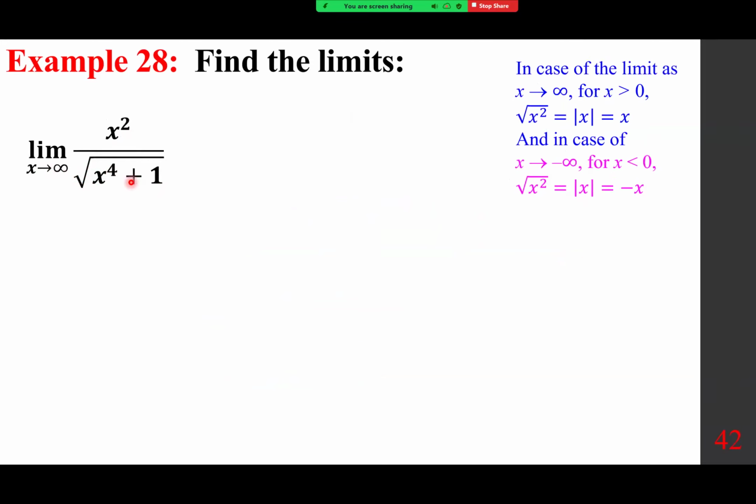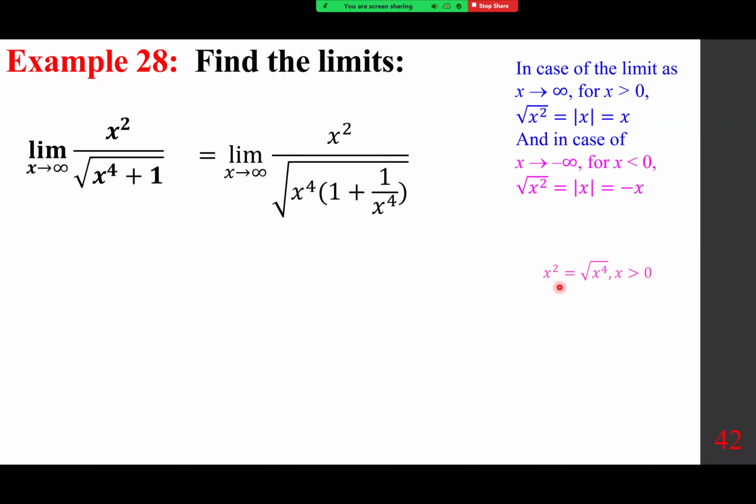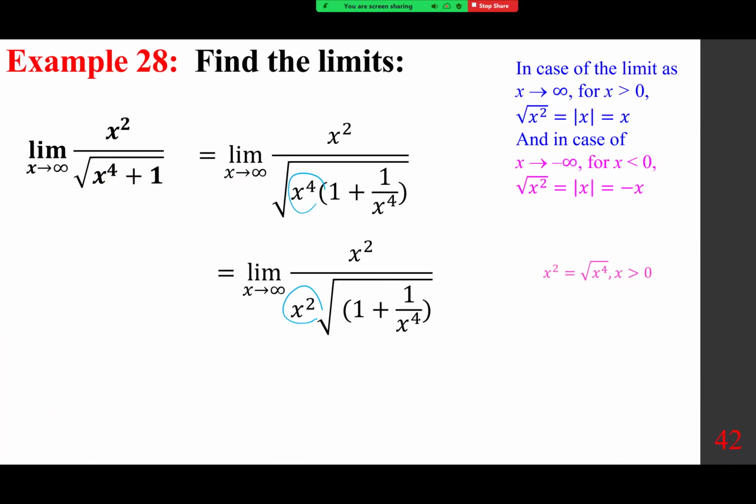But before we take it out, we can take the x to the power of 4 out as a factor inside the radical sign. When it's inside the radical sign, you don't change anything. Now, because x is approaching positive infinity, this comes out as x squared. See, x squared is the square root of x to the power of 4 when x is positive. So it comes out as x squared. So this inside is the same as this one outside.